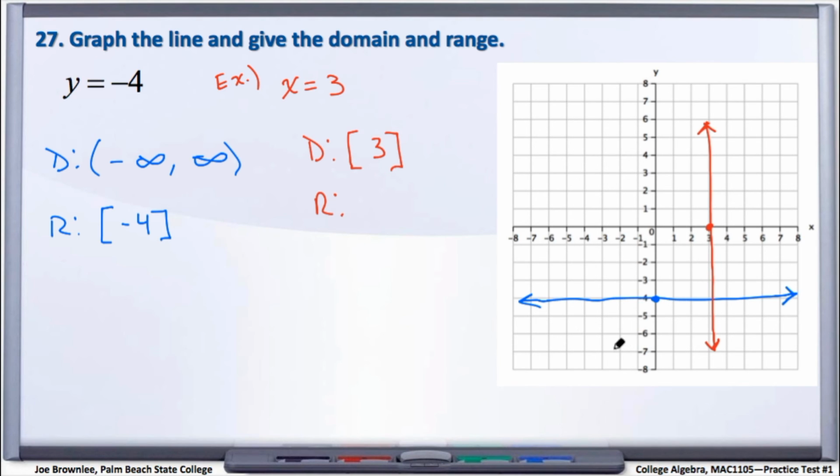But the range, however, we can see this line goes up forever, goes down forever. As this line goes down, the y values are getting smaller, and they're getting smaller out towards what? -infinity. And as the y's go up, they're getting bigger towards +infinity. And so for our example here, x equals 3, we've graphed the line and given the domain and range. So there we have number 27 and a little side example.